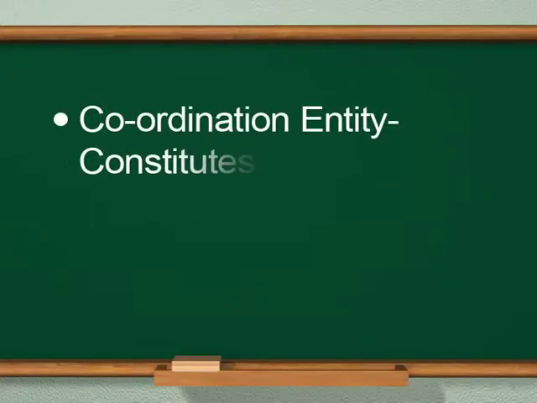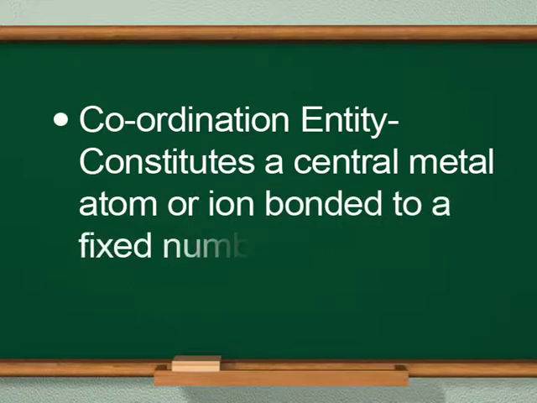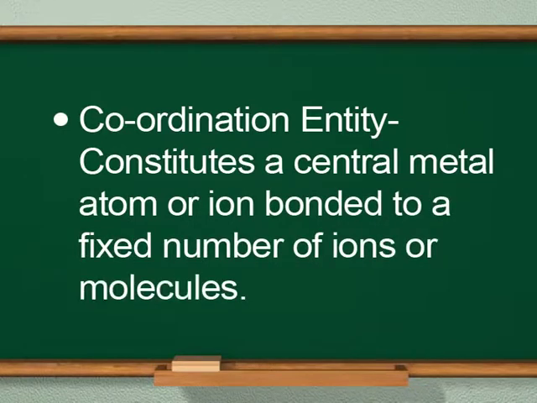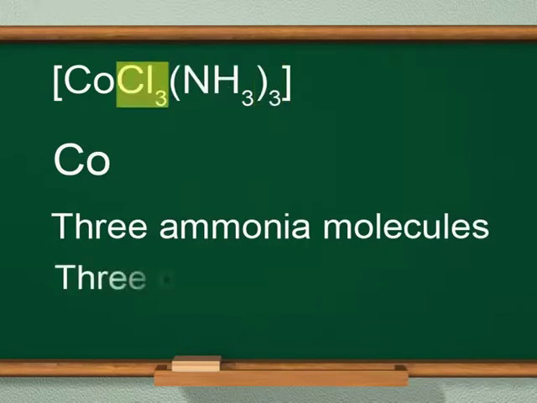First one is coordination entity. It constitutes a central metal atom or ion bonded to a fixed number of ions or molecules. For example, in the shown complex [CoCl3(NH3)3], the entity in the square bracket is a coordination entity in which the cobalt ion is surrounded by 3 ammonia molecules and 3 chloride ions.